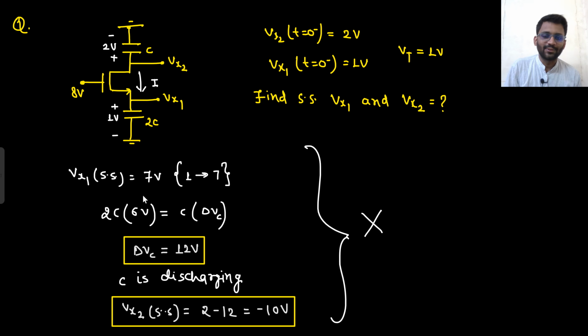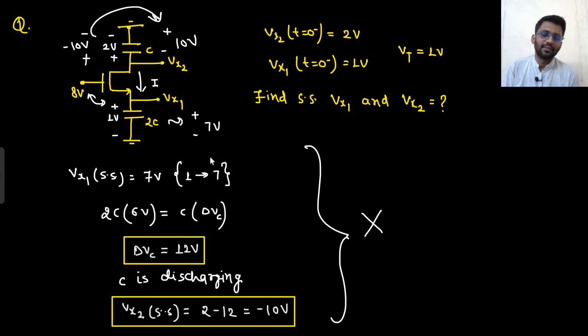Why so? Because here you told that it will rise up to 7 volt. Okay, fine, because VGS would be greater than VT. Now you are saying that it will decay till minus 10. Is that possible? Your drain is at minus 10, your source is at 7. No, this is not possible, right?